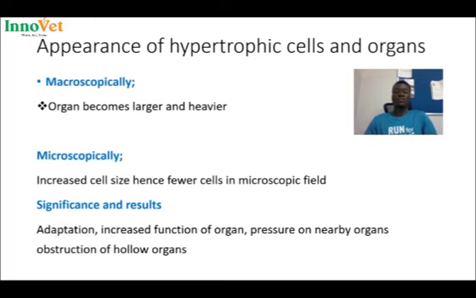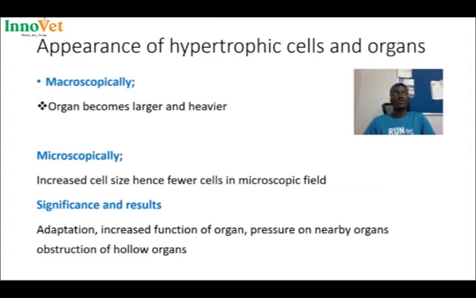Now, what is the significance of this hypertrophy and the results? Number one, it will lead to increased function of the organ. For example, as we have seen in the kidneys, one kidney will increase in function if the other is damaged. Then adaptation is another one, where the cells create a new norm on how they are going to operate, such that the body still functions normally. Then we also have pressure on nearby organs.